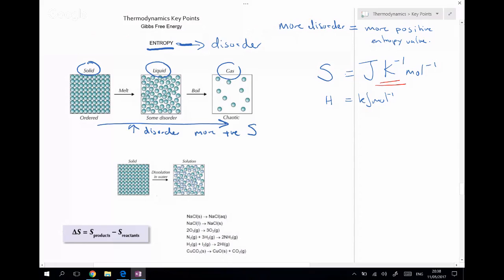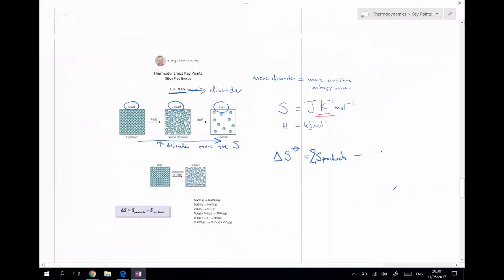I'm going to use S for the entropy throughout this. I can measure the change in entropy of the system as delta S theta, and this is equal to the sum of the entropy of the products, where this sign means the sum of, take away the entropy of the reactants.